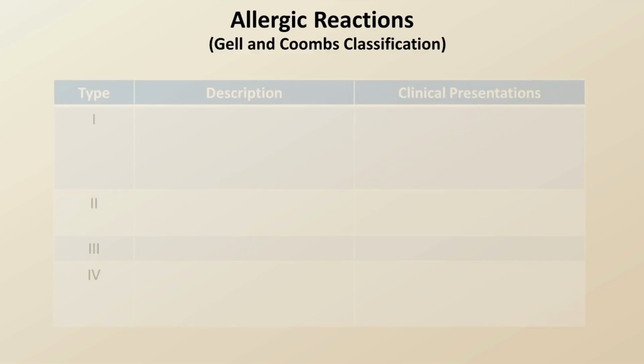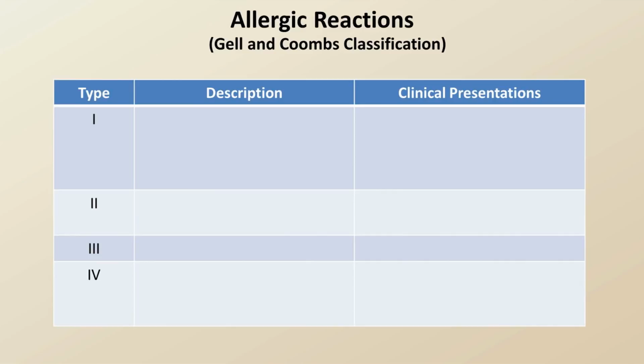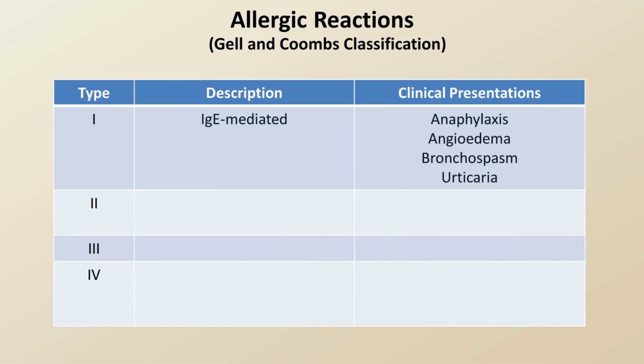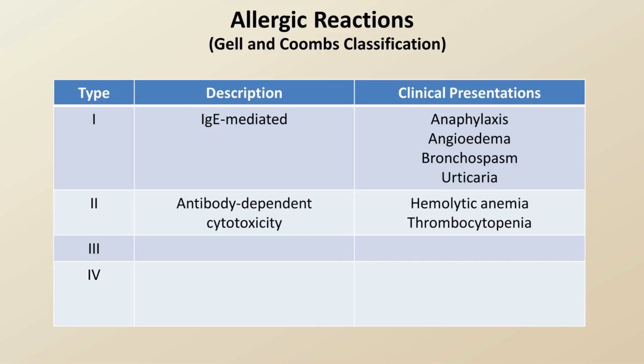To understand how to approach a patient with a reported antibiotic allergy, one first must know something about the types of allergic reactions. Most clinicians still use the Gell and Coombs classification system when talking about allergies. This system subdivides immunologic reactions into 4 types. Type 1, which is mediated by IgE, is responsible for anaphylaxis, angioedema, bronchospasm, and urticaria, otherwise known as hives.